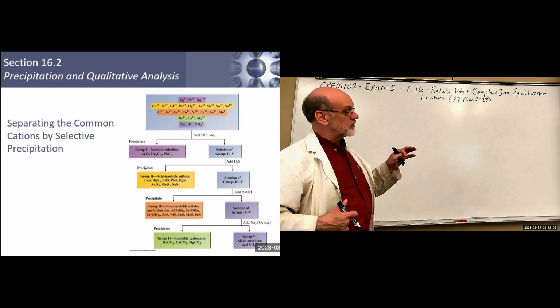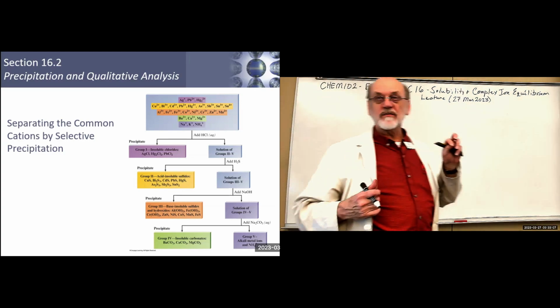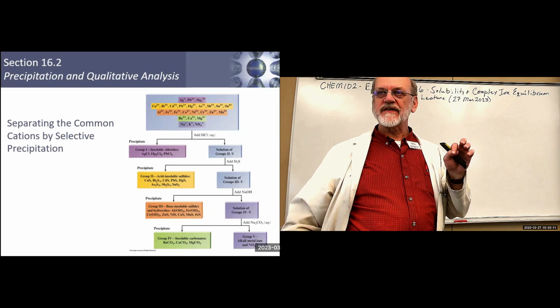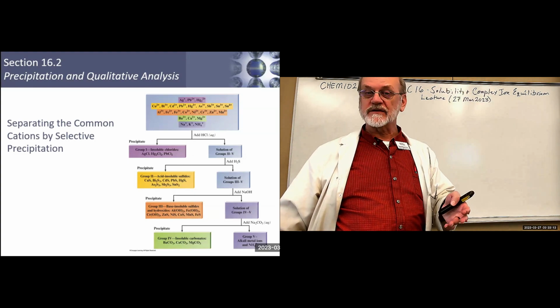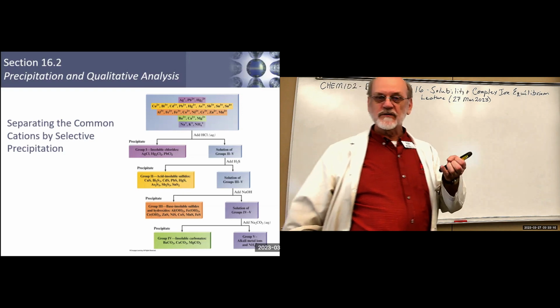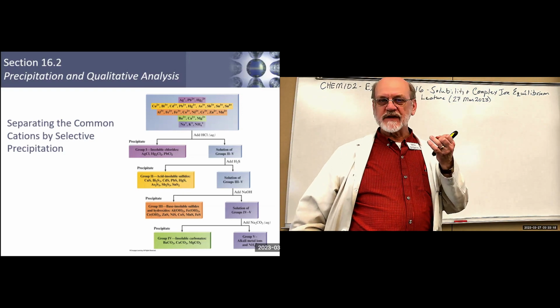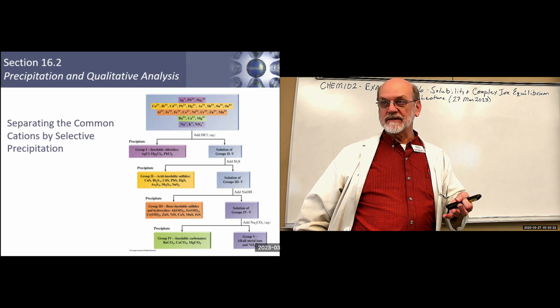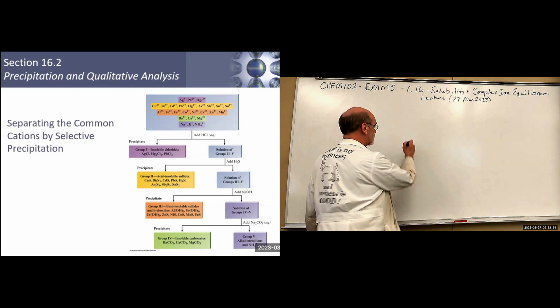So the first thing you're going to do is, actually, you're not going to add sulfide yet. It's more efficient to acidify the solution first with hydrochloric acid. Then you get silver, lead 2+ and mercury 1 as the chloride. Remember, mercury 1 is like this.